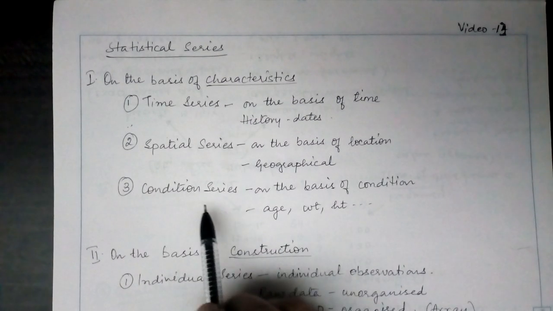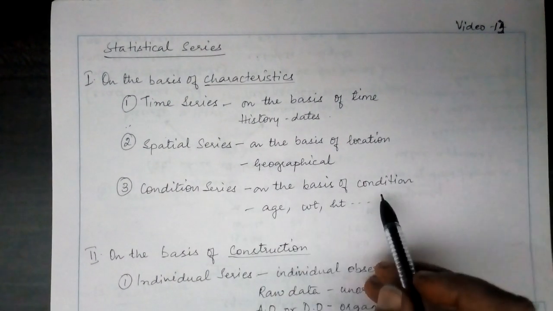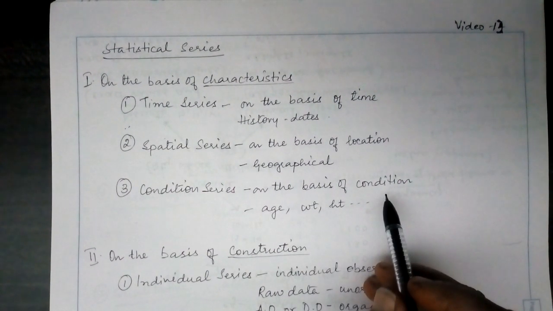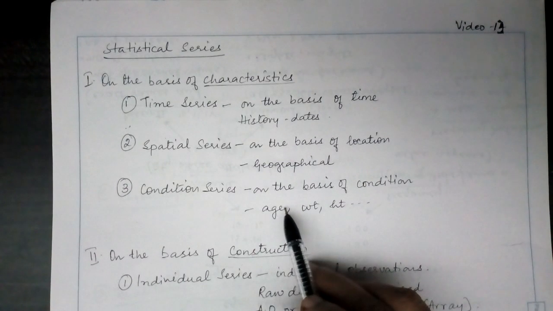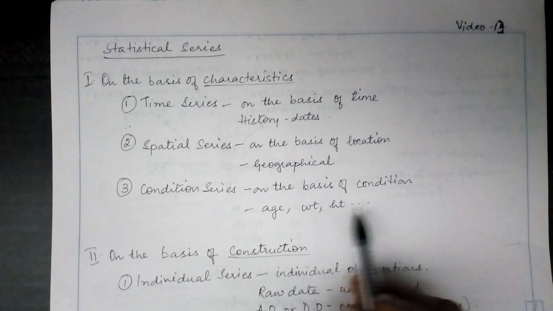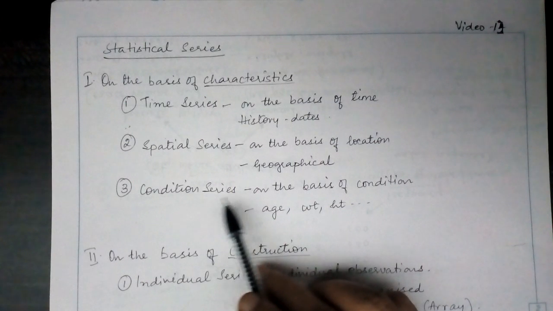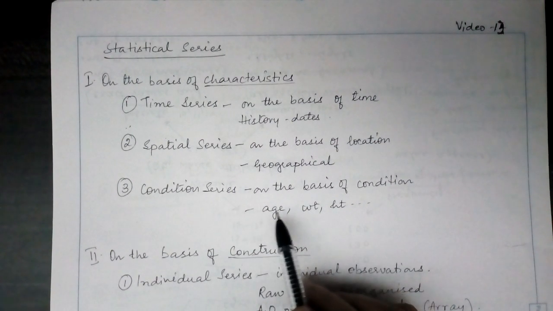The third one being the condition series, that is based on the conditions. What is the condition here? Age group, weight, height, wages, anything. So that is the conditional series.